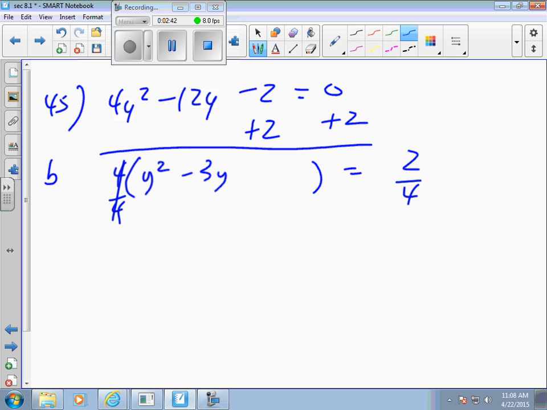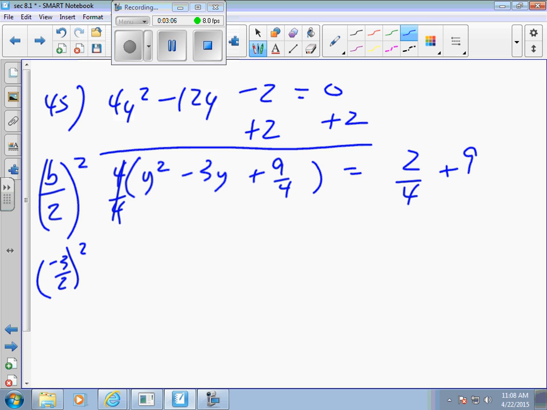And I'm going to do the same thing I did before. Take my b divided by 2 and then square it. Well, my b in this case is negative 3. So negative 3 divided by 2 is negative 3/2. Squaring negative 3/2 gives me positive 9/4. And if I add positive 9/4 to this side, I have to add positive 9/4 to that side.